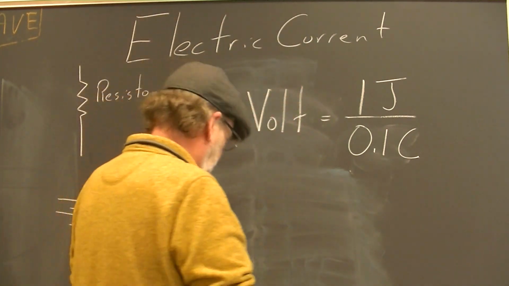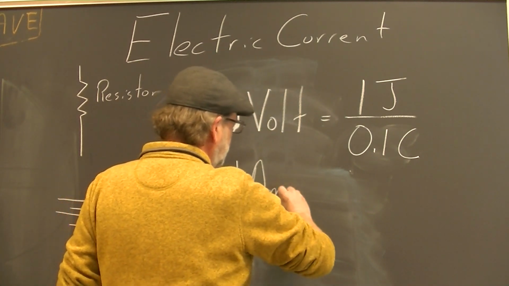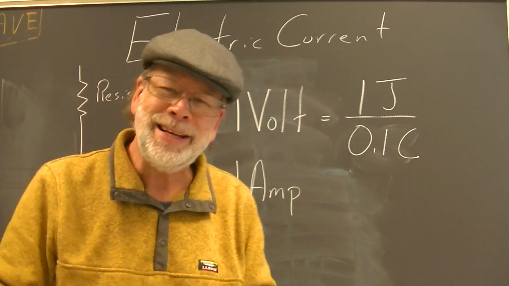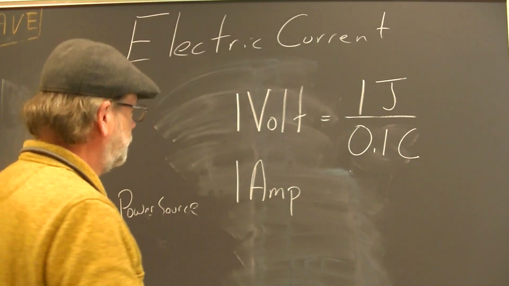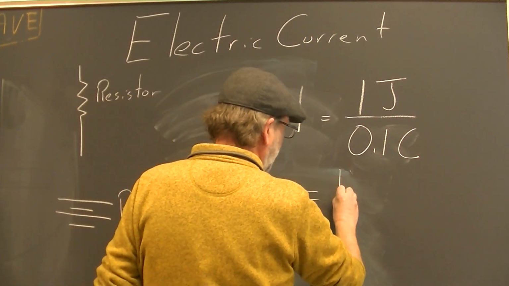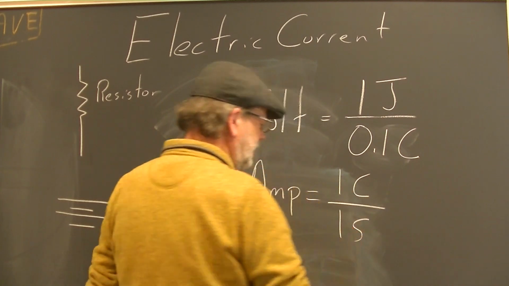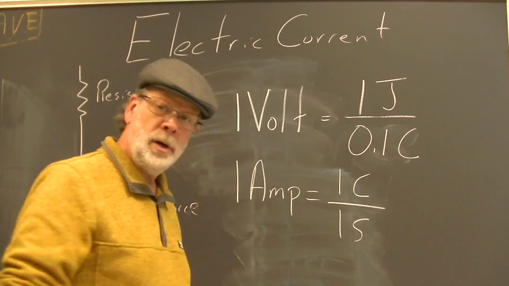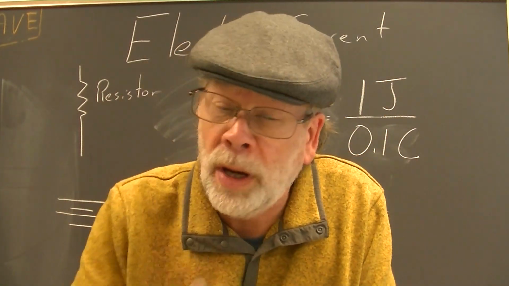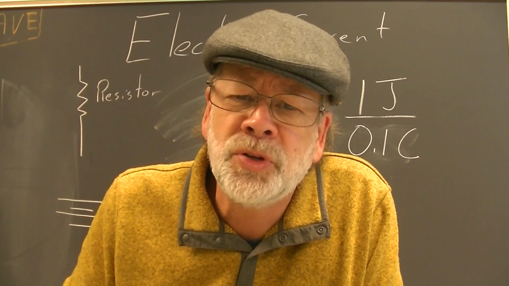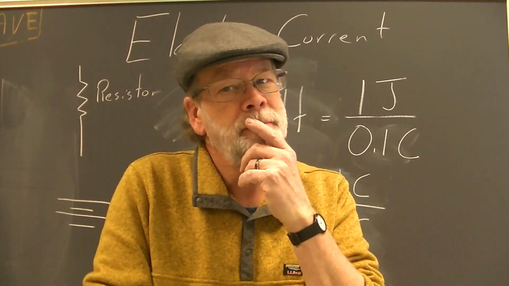So the other concept we have is the current. And the current is measured in amperes or amps. And 1 amp is equal to 1 coulomb of charge passing a point in 1 second. So if I have a coulomb of charge passing any point in a wire in 1 second, that's 1 amp's worth of current flow.